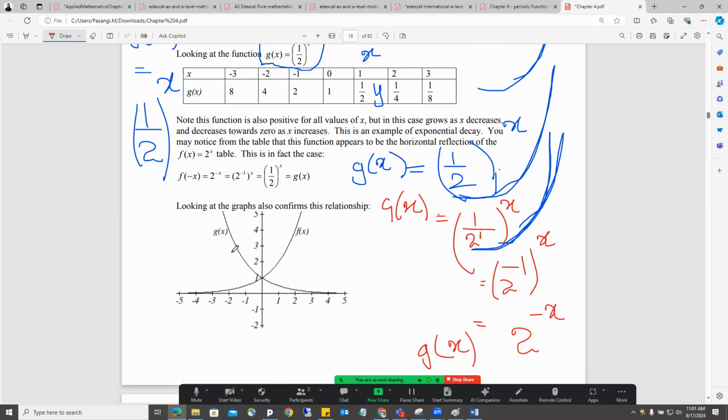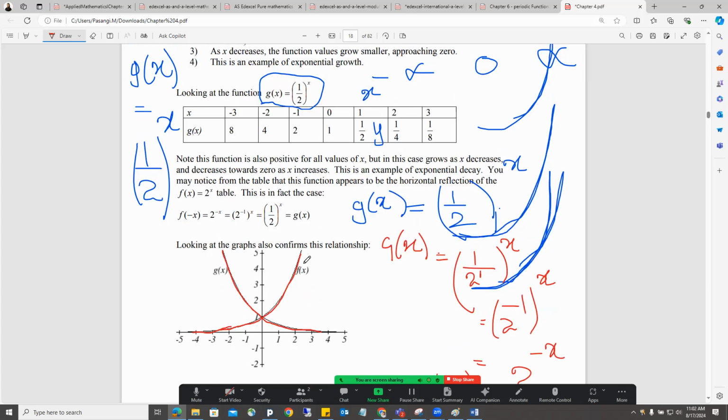Now what's happening? The 2 to the power of minus x curve looks like this, and the 2 to the power of x curve looks like this. See the difference. Here we have 2 to the power of x, and here we have 2 to the power of minus x. Here we have the positive power, and here we have the negative power. Now you can see the difference.